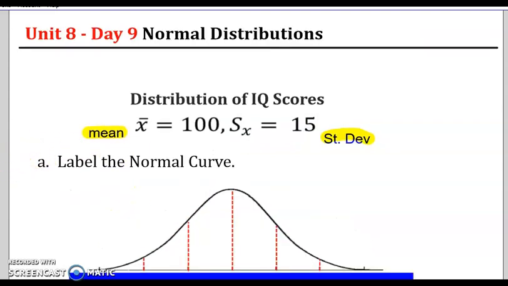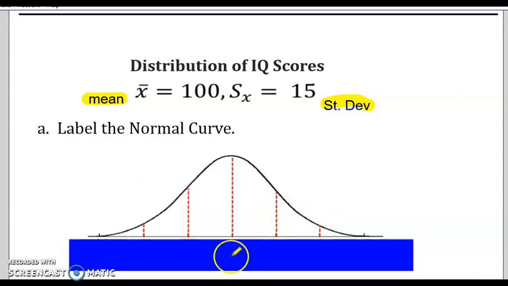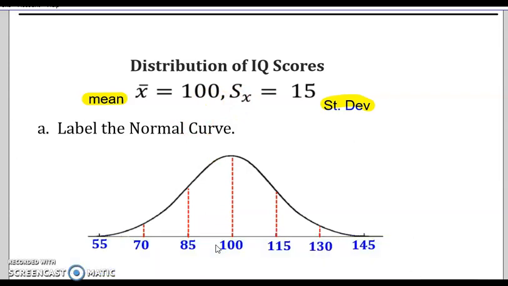All right, so I know my mean is 100. So the middle number should be 100. And then standard deviation is 15. So I'm counting up by 15. I should make mention that this notation here tells me that we're dealing only with a sample standard deviation, not an entire population. So here's what my axis should look like. Again, 100 in the middle, counting up by 15s, or going to the left, counting down by 15s.